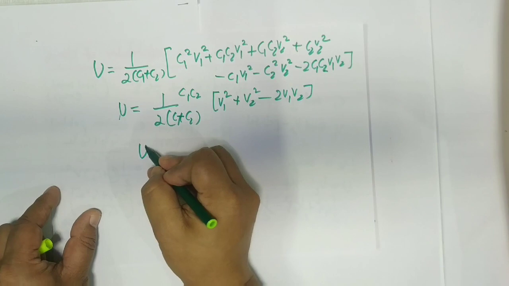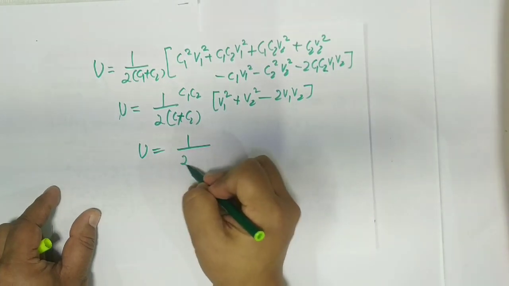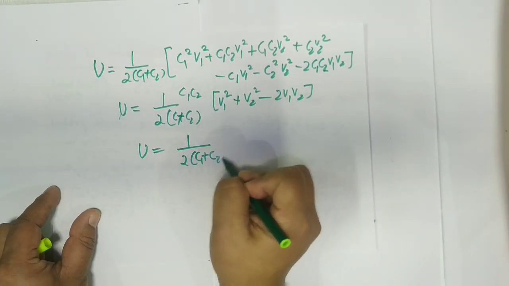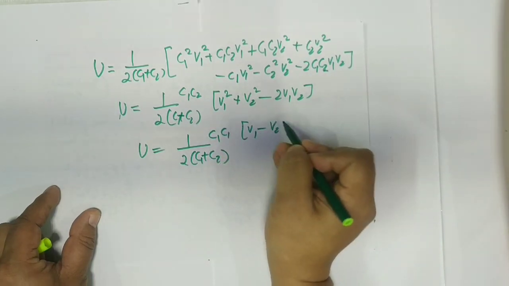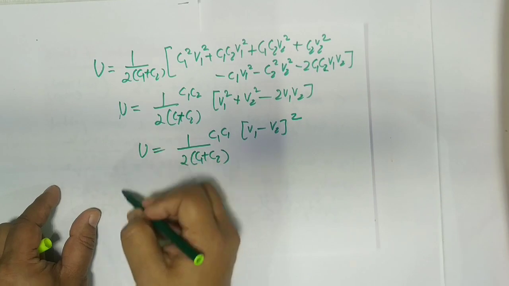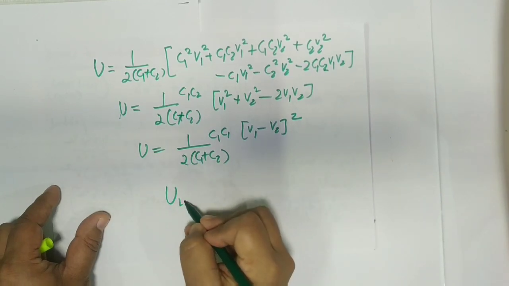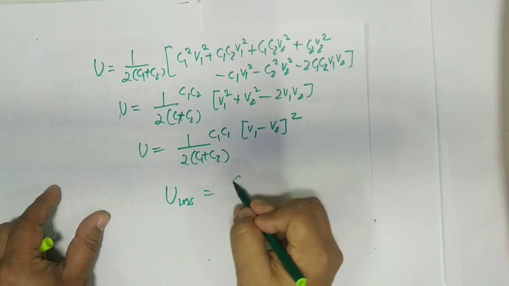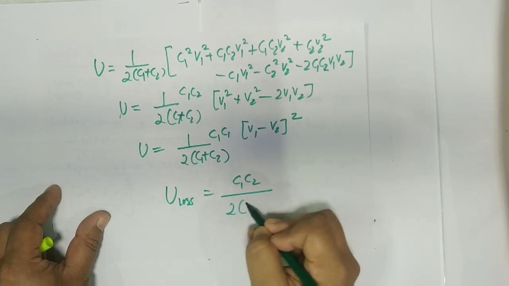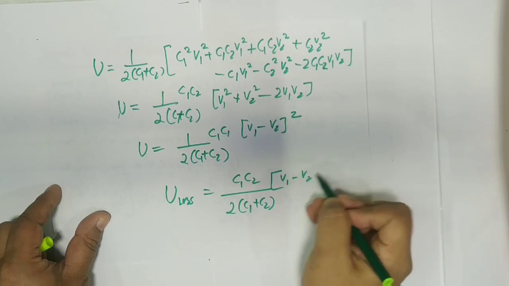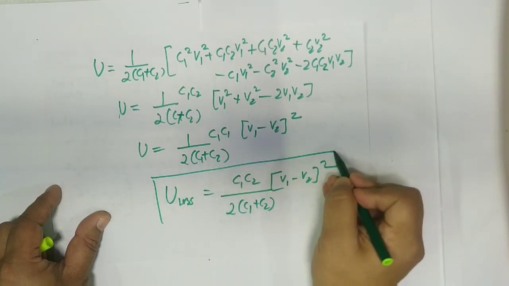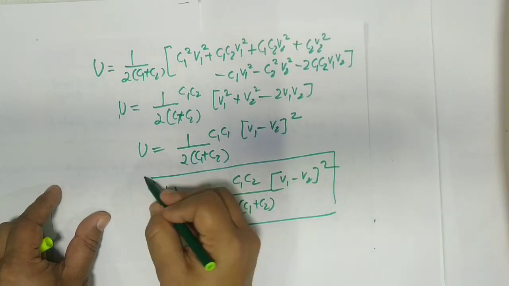So the calculation will be at the last very simple. This will be C1 C2 upon 2 (C1 plus C2), and it is (V1 minus V2) whole square. So this is energy loss: C1 C2 upon 2 (C1 plus C2), and in bracket it is (V1 minus V2) whole square. So this will be the energy loss.